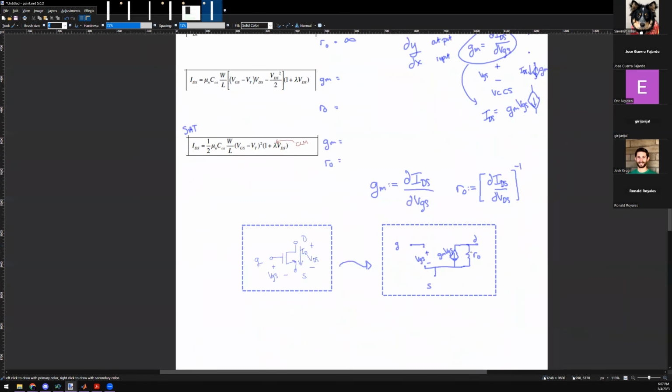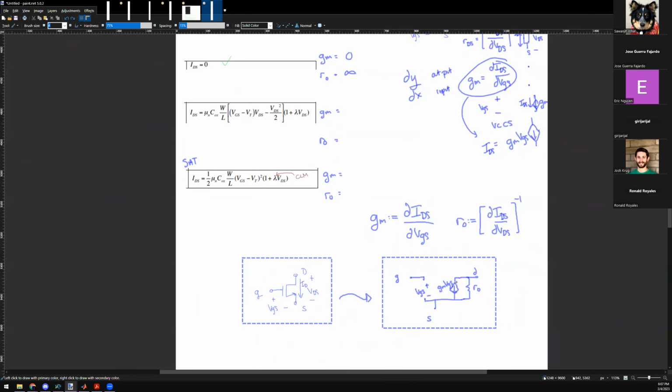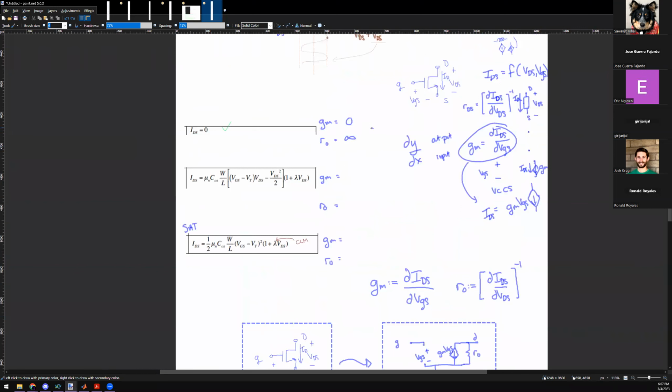In other words, this is an open circuit, because a GM of 0 means a current of 0, which means open circuit. The small signal model looks like gate, drain, source, and that's it. Everything is open circuit, just three nets sitting there. Agreed? Does the cutoff region make sense? Yeah, it does.